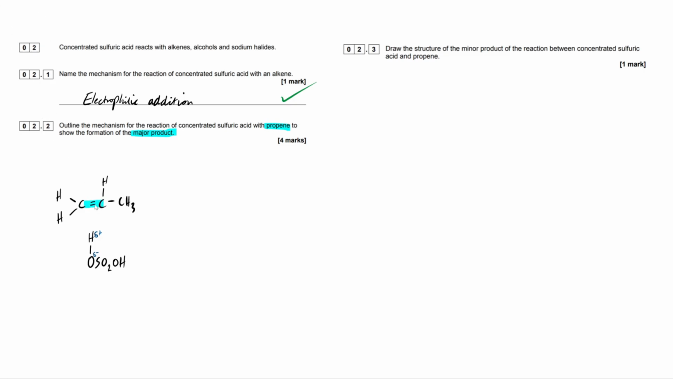Now, this region right here, this covalent double bond, is a region of electron density, okay? It's incredibly negative. So what's happening here is this region of electron density is attracted to the relatively positive hydrogen, okay? And that's going to be our first mark here, okay? Next up then, what happens?